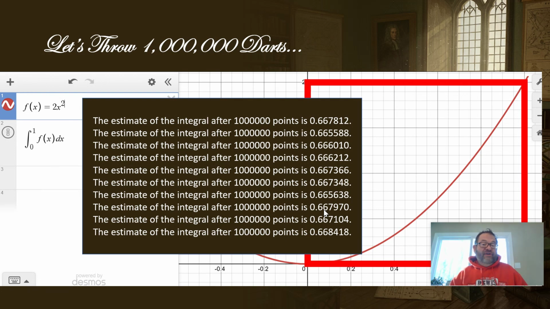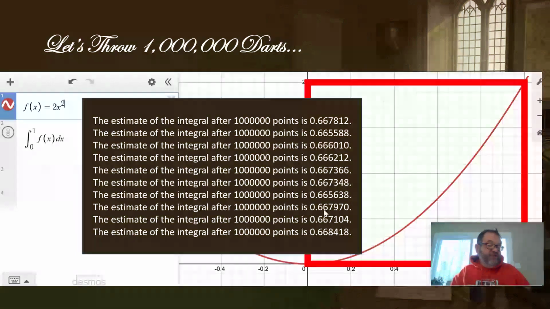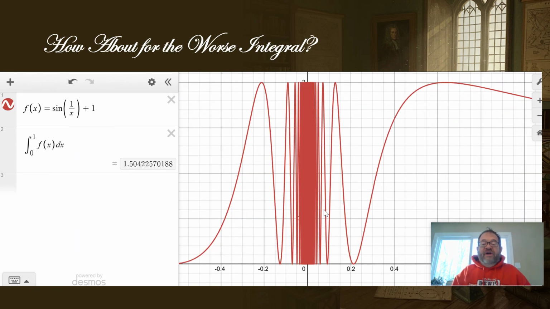Now, this particular one was just the integral of 2x squared. Obviously we could have done that on a scratch piece of paper in a minute or so. But we could also have done it this way. And for a much worse integral, which is nowhere near as fun, we know the correct answer according to Desmos is 1.504.